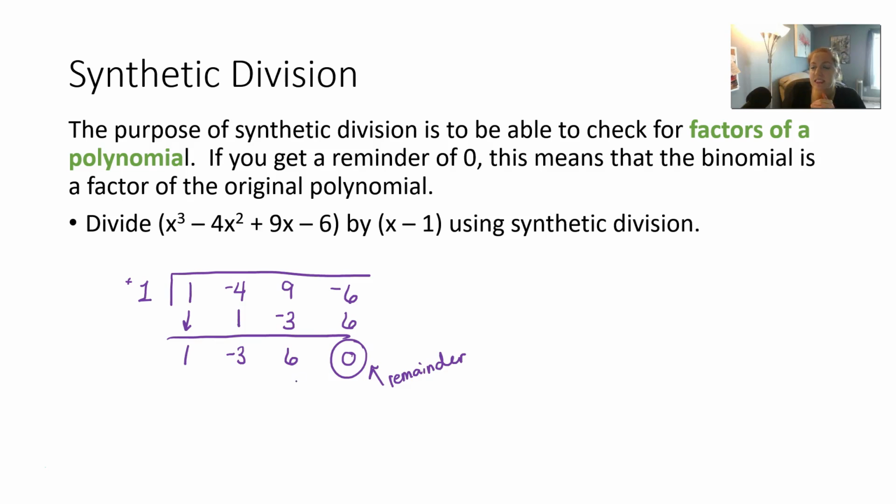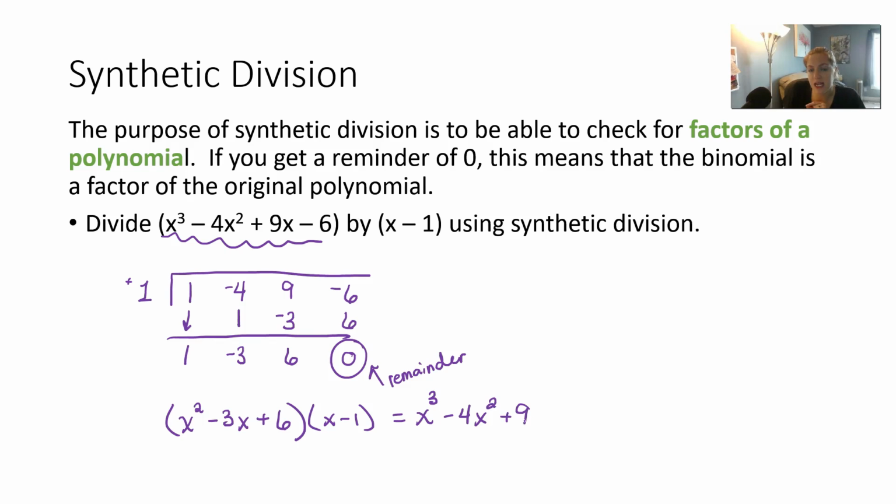So let's go ahead and convert this back into a polynomial. So remember, you're just decreasing that exponent by 1. So this would be 1x squared minus 3x plus 6. Now, this is the polynomial that's left over. So if you wanted to get back to your original polynomial, all you would have to do is take that trinomial and multiply it by that factor, and that would get you back to your original value of x cubed minus 4x squared plus 9x minus 6.